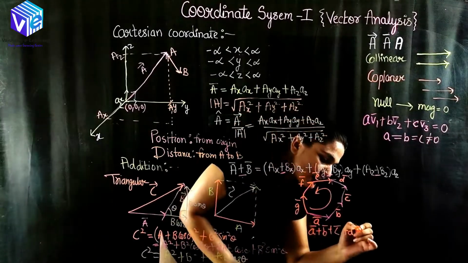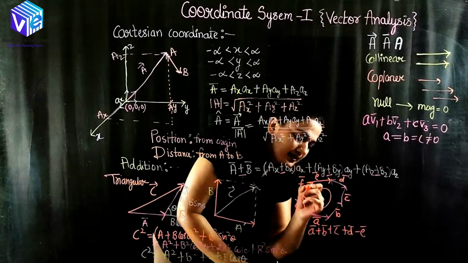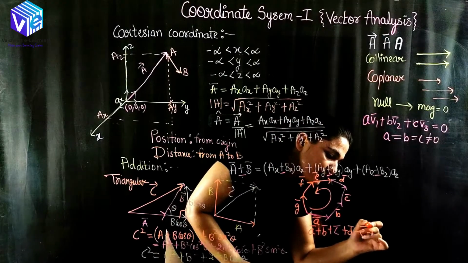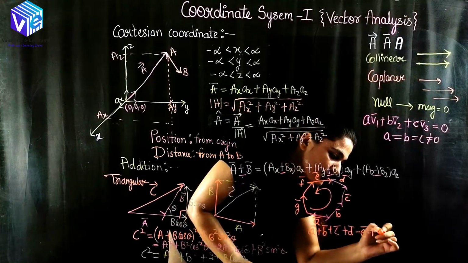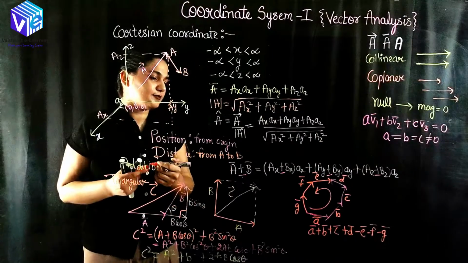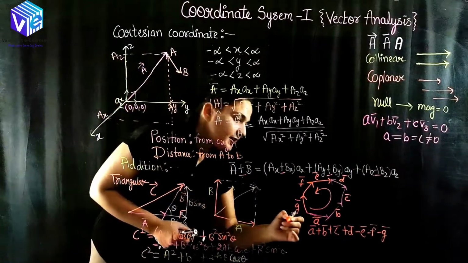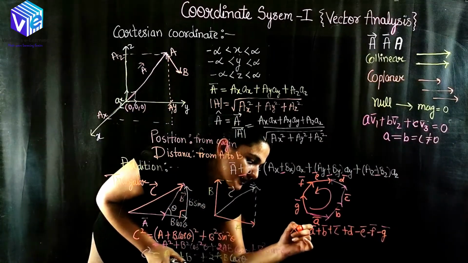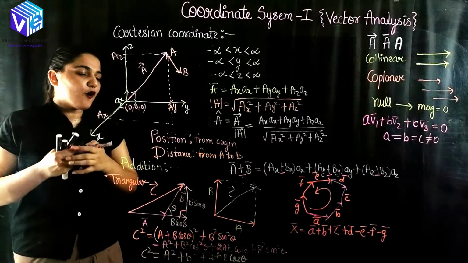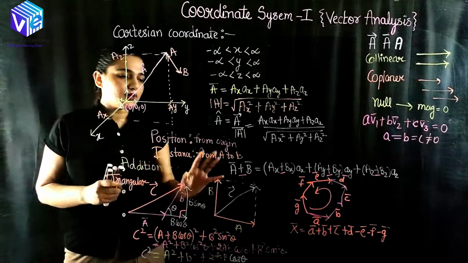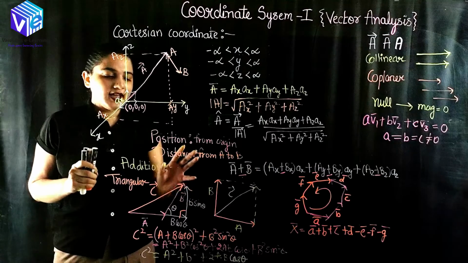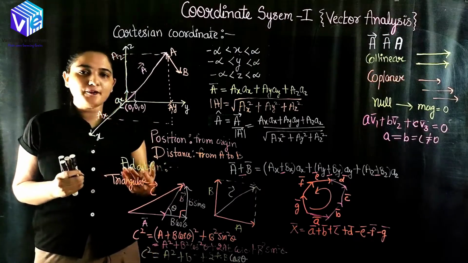Now E is in the opposite direction, I will be subtracting E. F is also in the opposite direction, I will be subtracting F, and G is also in the opposite direction, I will be subtracting G. So this gives me X cap. So X cap is the addition of all of these vectors. So I hope you understood what is vector addition and how we can perform the vector addition.